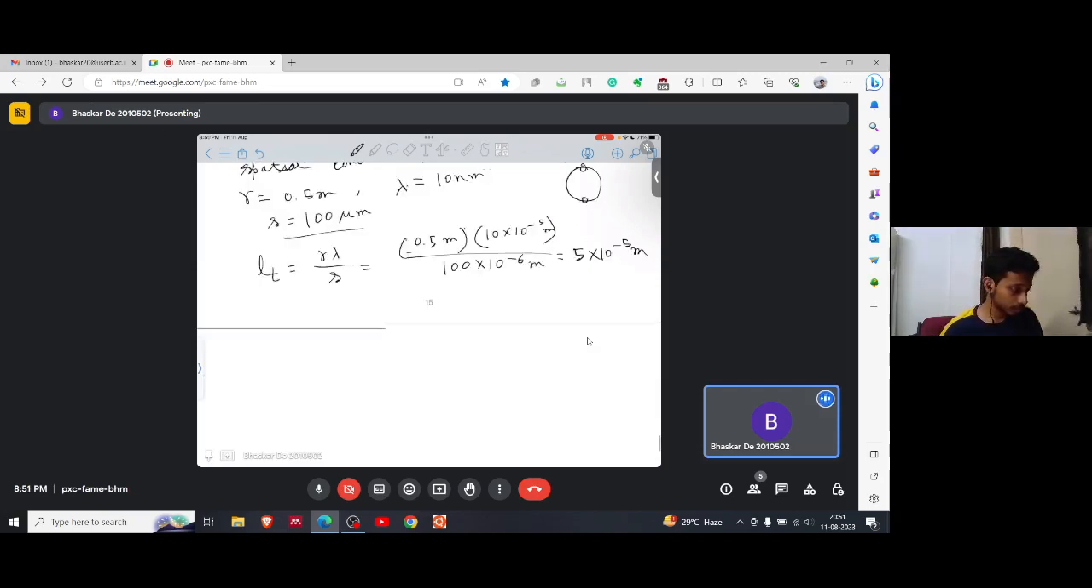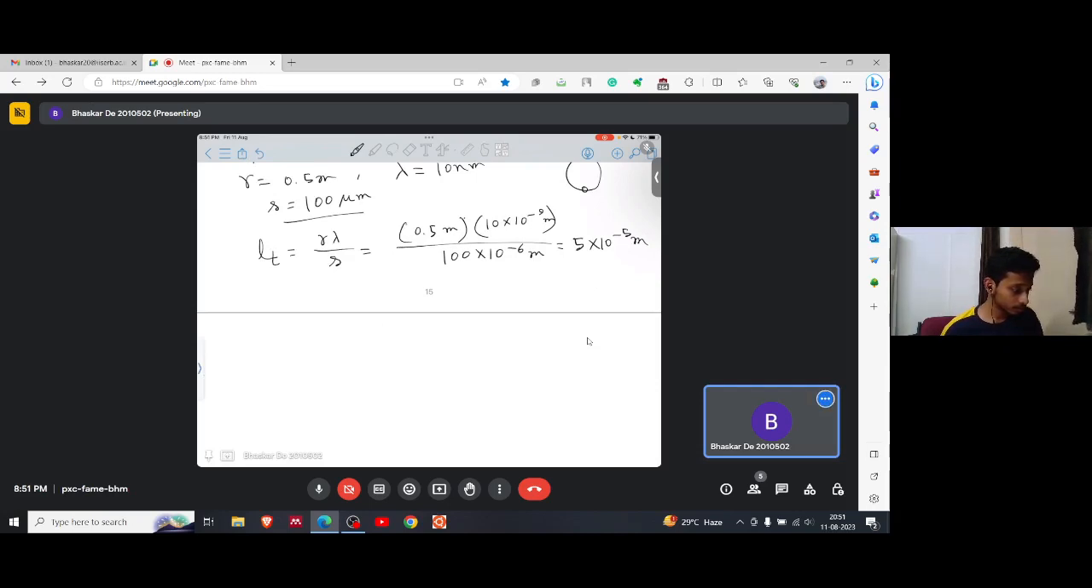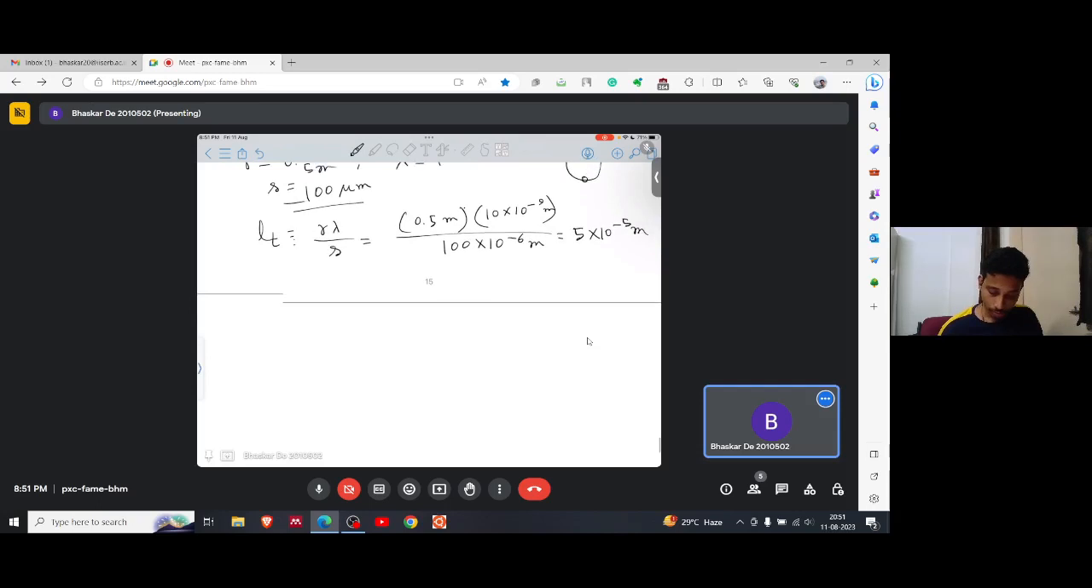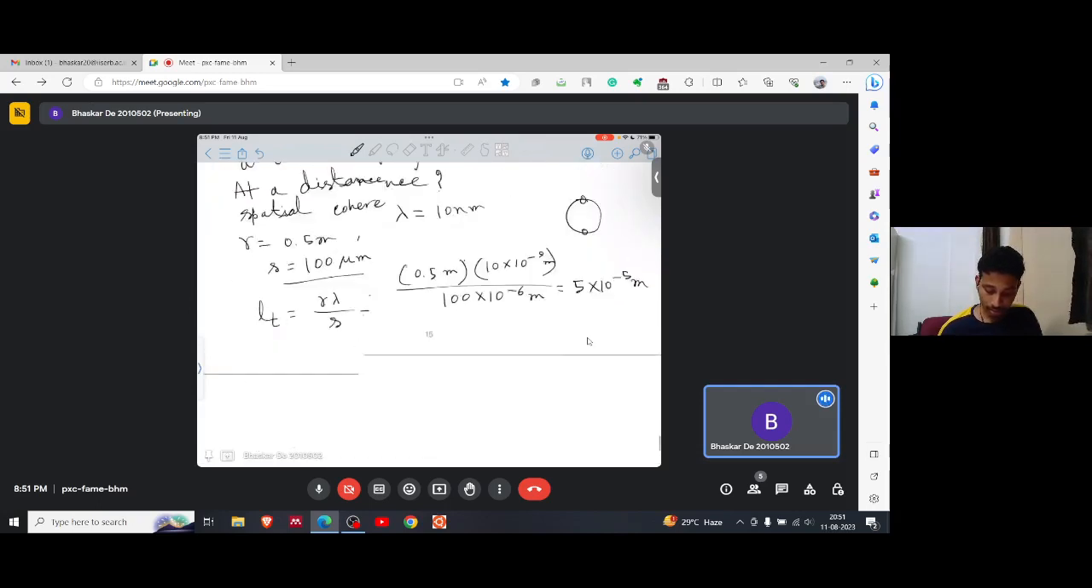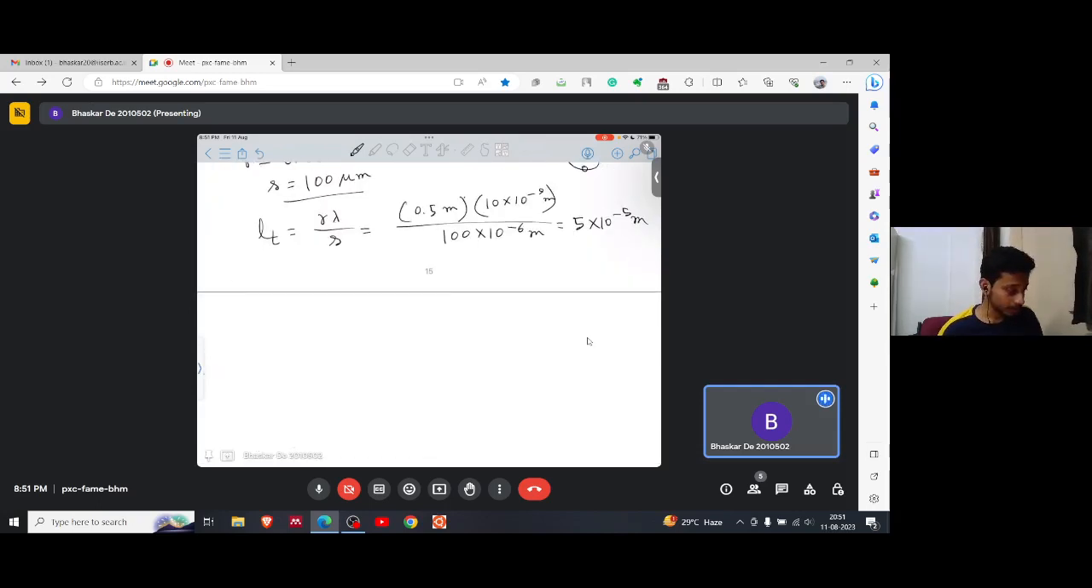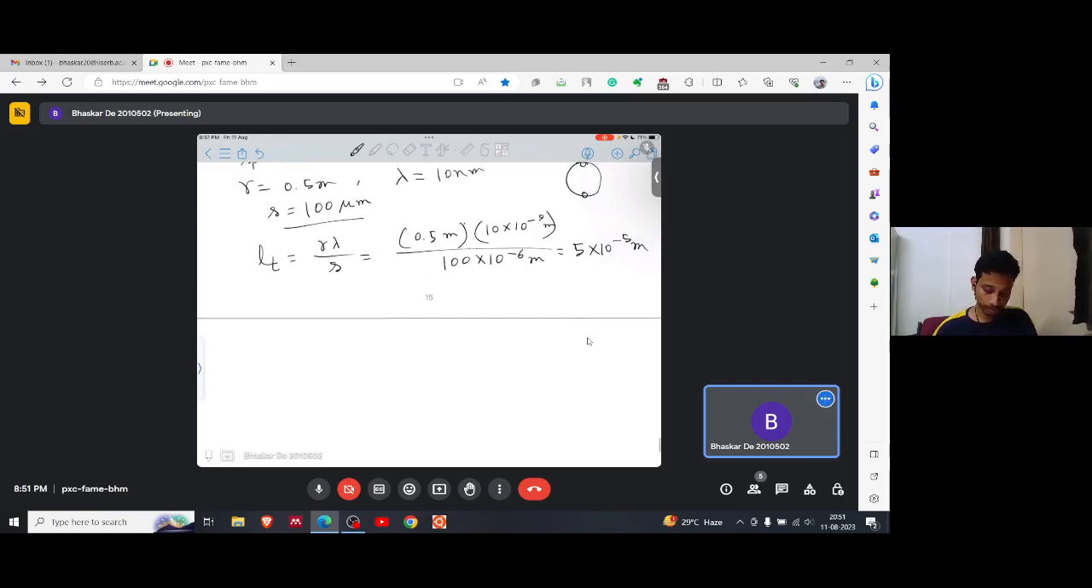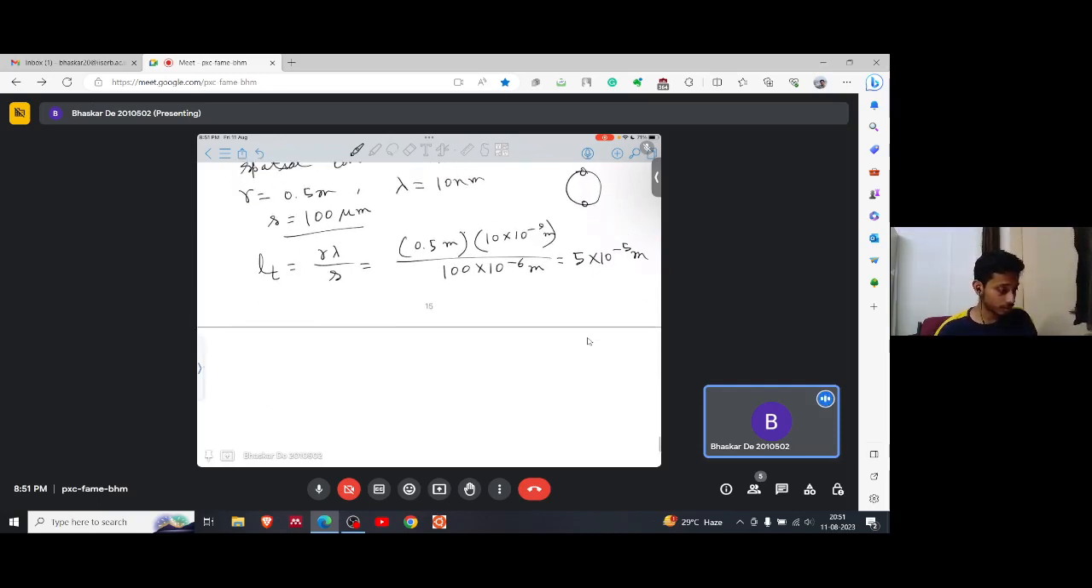So at any location, particularly for this plasma radiation, within 50 micrometer in any transverse direction from a specific point P, that is 0.5 meter from the source, the radiation will be incoherent, spatially incoherent.